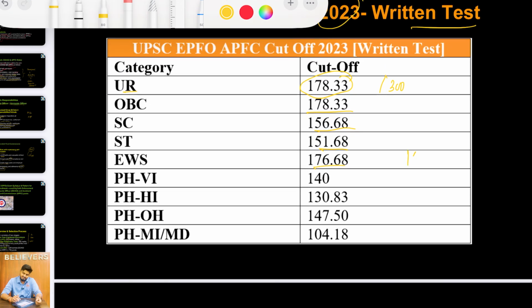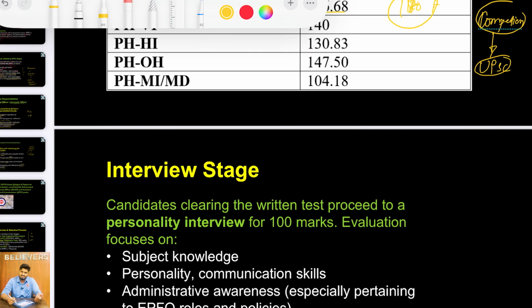So just have an understanding that you have to score at least 170 or 180 plus marks to be in the safe zone, because this year the competition is very high. All the students who have cleared prelims of UPSC, who have written UPSC mains this year, are hoping to crack this UPSC EPFO as well as a safe spot.